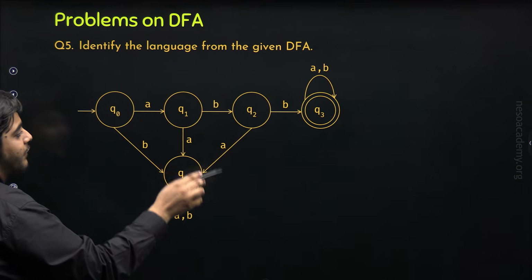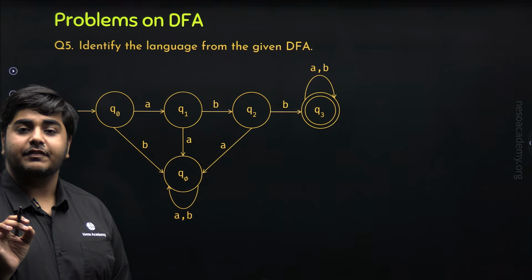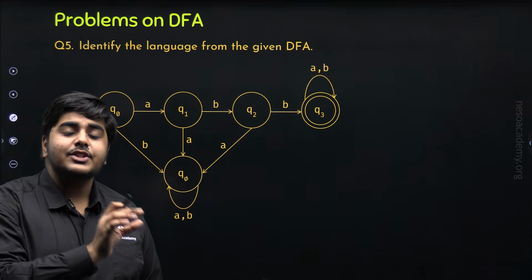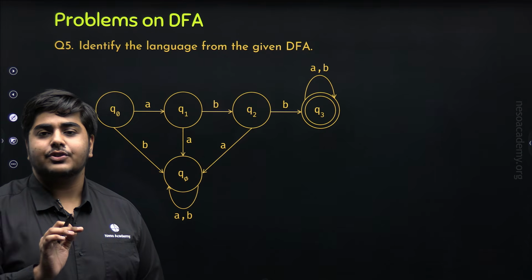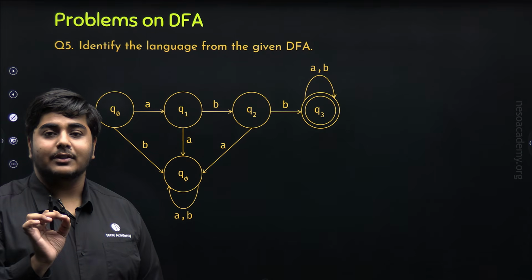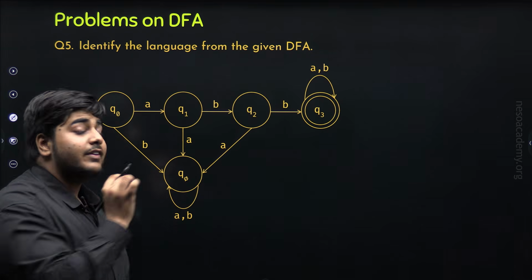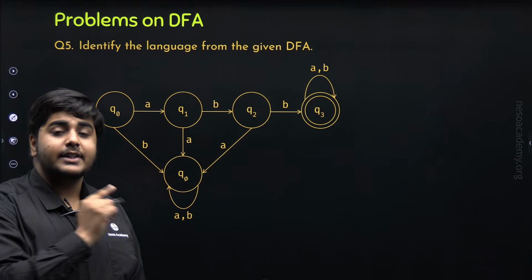So here is a DFA, and you need to find out the language corresponding to the given DFA. Till now, we have solved the problems in which the language has been given to you, and you need to construct the DFA for that language. But this is a different question. Different but not difficult. In this question, you are already given a DFA, but you need to find out the language for this DFA.